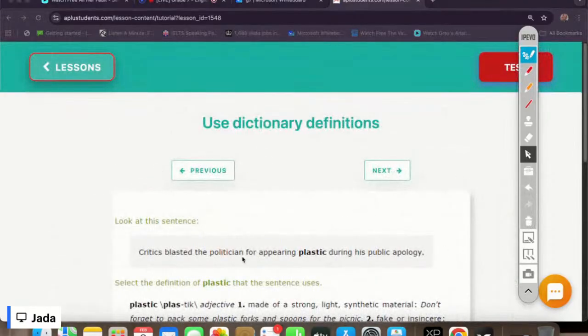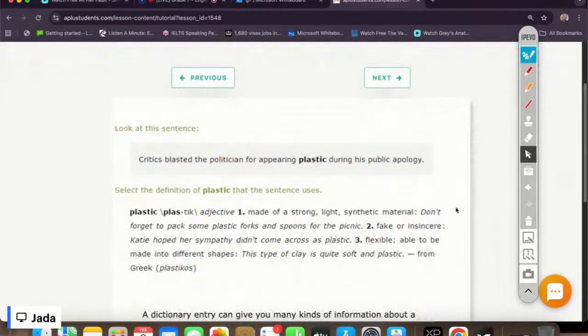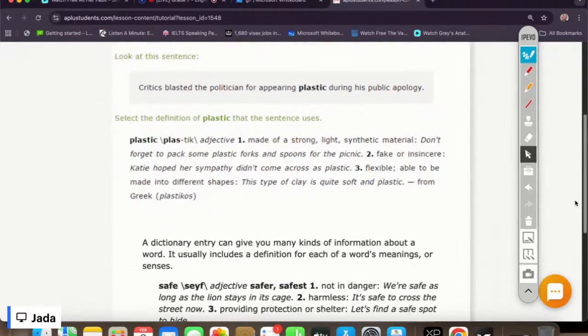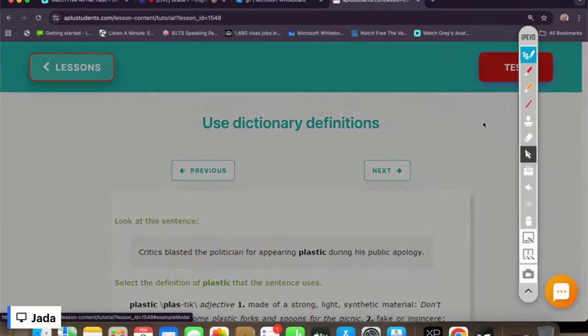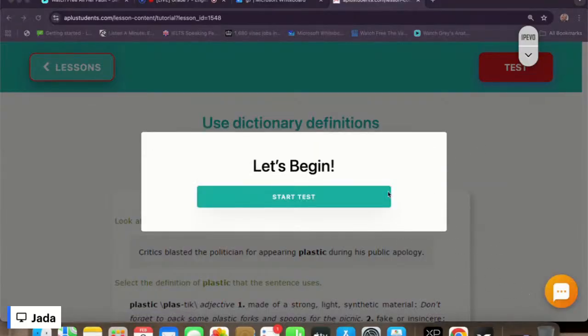So we have: critics blasted the politician for appearing plastic during the public apology. So what does plastic mean? We have to check the definition. Is it made of a strong, light synthetic material, fake or insincere, or flexible, able to be made into different shapes? So we have what? Fake or insincere. Okay, so you have to look at the words and check the definition, which of them aligns. It needs to align.